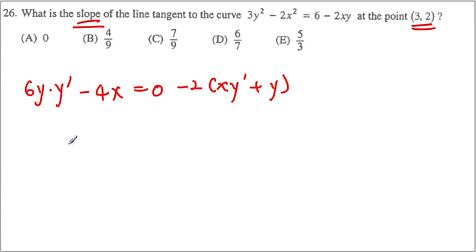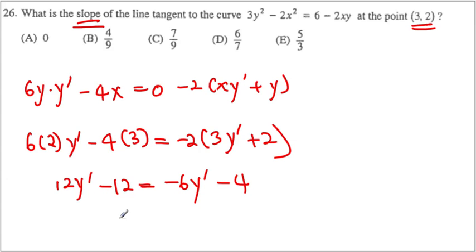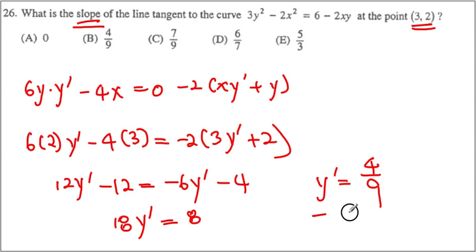Alright, then let us plug in these two values. Y is equal to 2, x equals 3. That means here we have 6 times 2 y prime minus 4 times 3, which is equal to negative 2 times 3y prime plus 2. Then we have 12y prime minus 12, which is equal to negative 6y prime minus 4. Then we get 18y prime equal to 8. So therefore y prime must be equal to 4 over 9. So 4 over 9, that means we're looking at choice B.